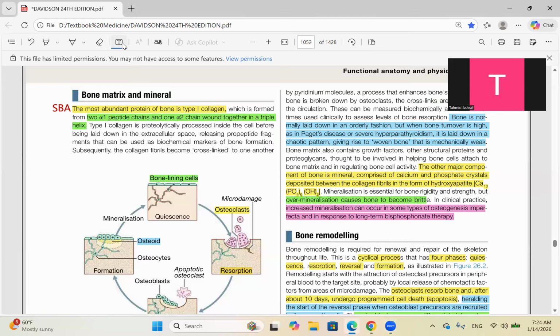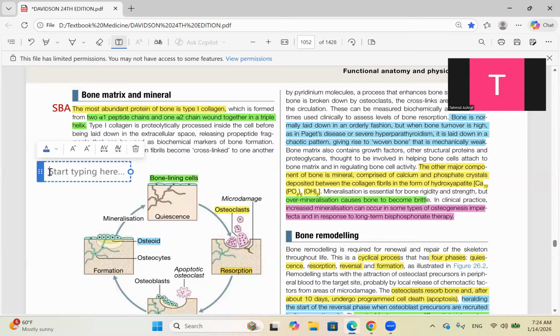So let's come to how you will remember this. Bone is mainly composed of type 1 collagen. When we write bone, we write a B and then we have to write 1. So the mnemonic lies within the name bone. Bone consists of mainly type 1 collagen. Okay, so we are done.